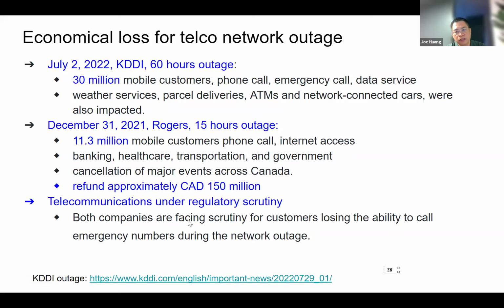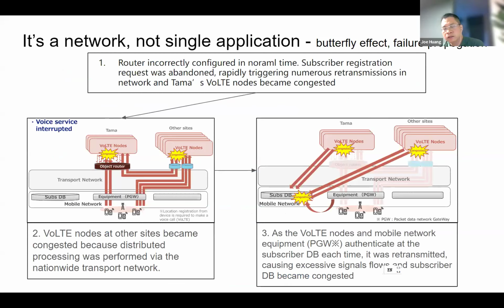Besides the economic loss, the government will also investigate and make sure such a telecom service failure will not happen again. And a telecom network application is quite different from a general IT application. It's a network, not a single application. Network means that a minor bug or minor failure in some part of the system will lead to great failure in other parts.